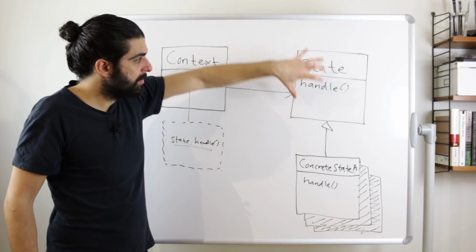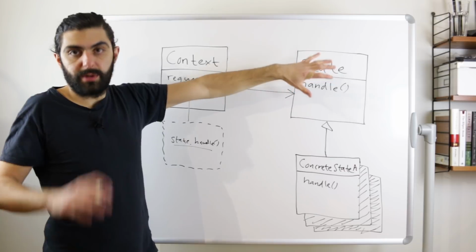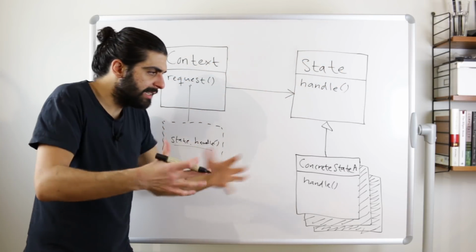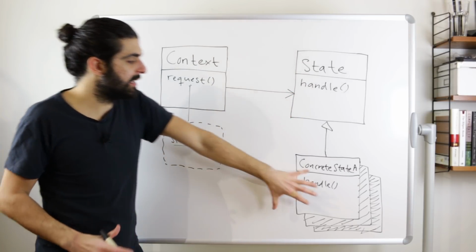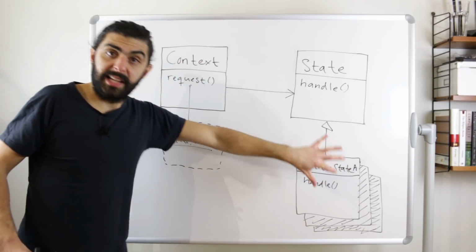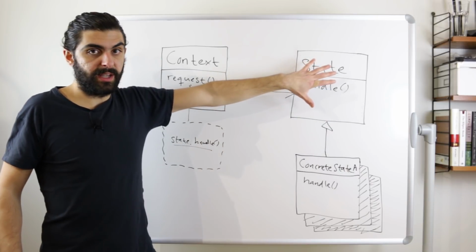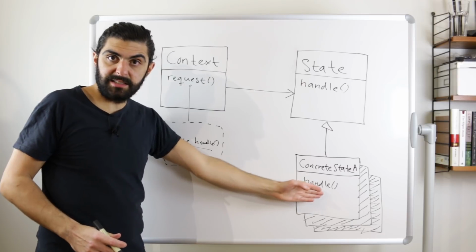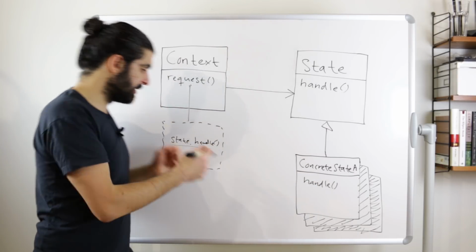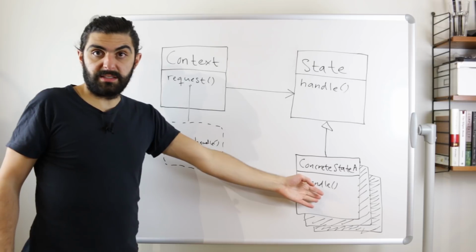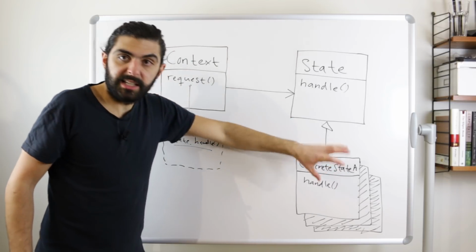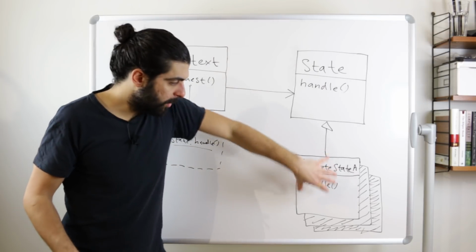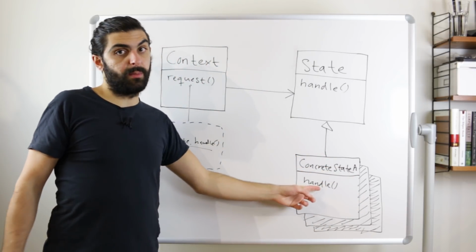And then, since this is an interface, the context can't have an instance of an interface. What it can have is an instance of any of these concrete classes that happen to implement this interface. So the context doesn't necessarily know exactly which state it has at runtime, but it just calls the handle method on that state, and then this concrete state can do whatever it needs to do depending on the state that it's currently in. These different concrete states will have different implementations of the method handle.